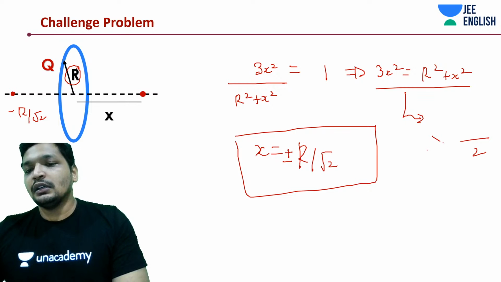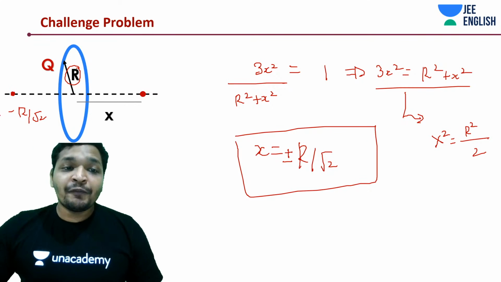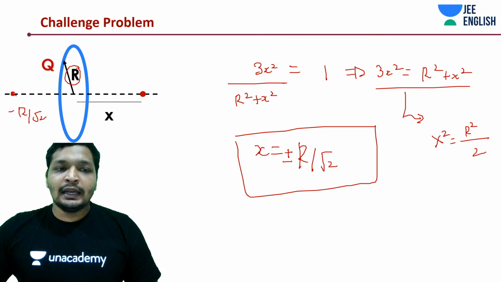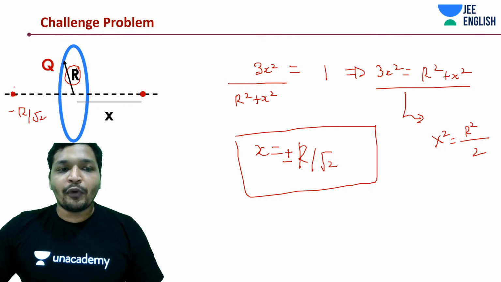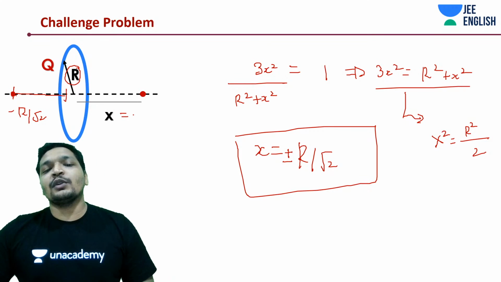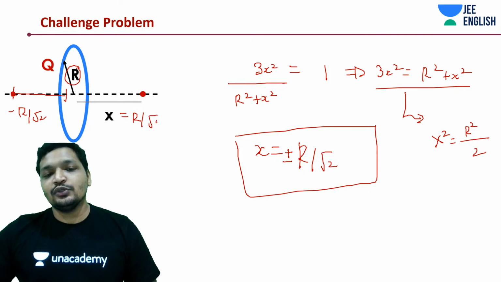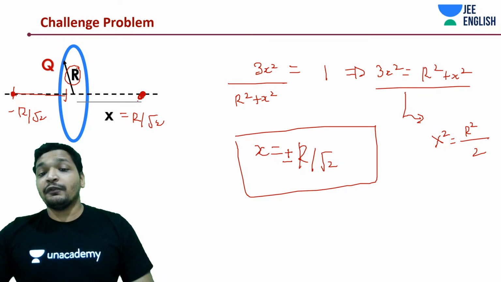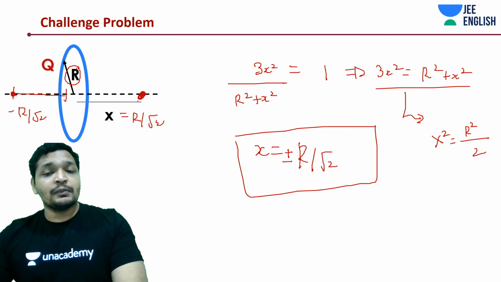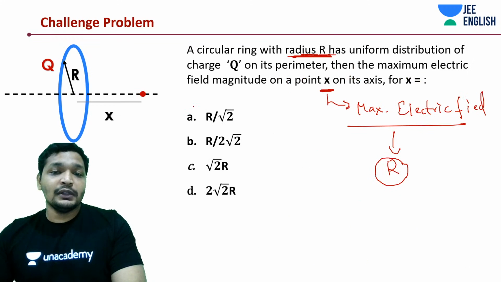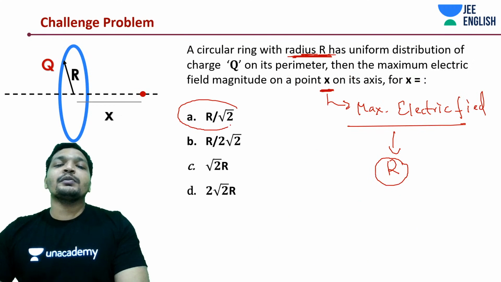So hence your magnitude of electric field could be maximum at 2 points. One is going to be minus r by root 2 and the other one is going to be plus r by root 2. I hope you understood that point. If both of them are given, you need to mark both in multiple correct if possible. So think about it carefully. One could be given, etc.